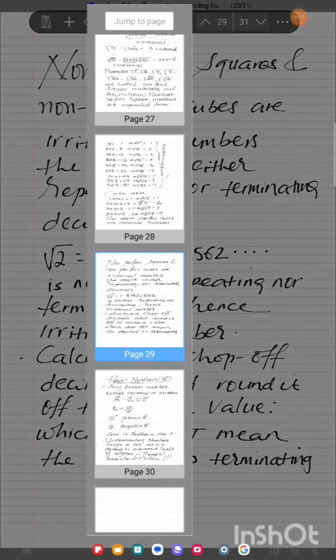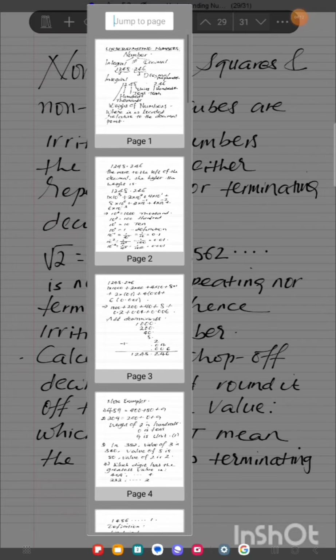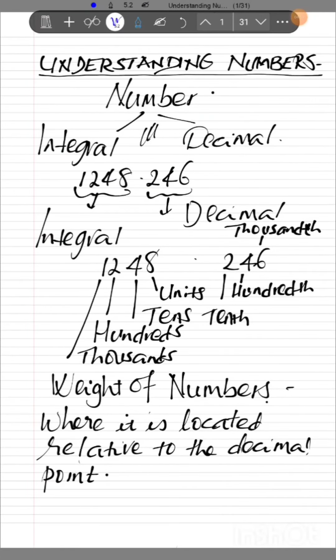Let's go back to page number 1 and start the lesson of the day. This is all about understanding numbers. Numbers do have the integral part and the decimal part. What makes an integral part is exactly to the left side of the decimal point. The other side, which is the right side of a decimal point, is the decimal part. So the position of every number is its weight, how big it is, or what it represents depends on the position based on the decimal point.